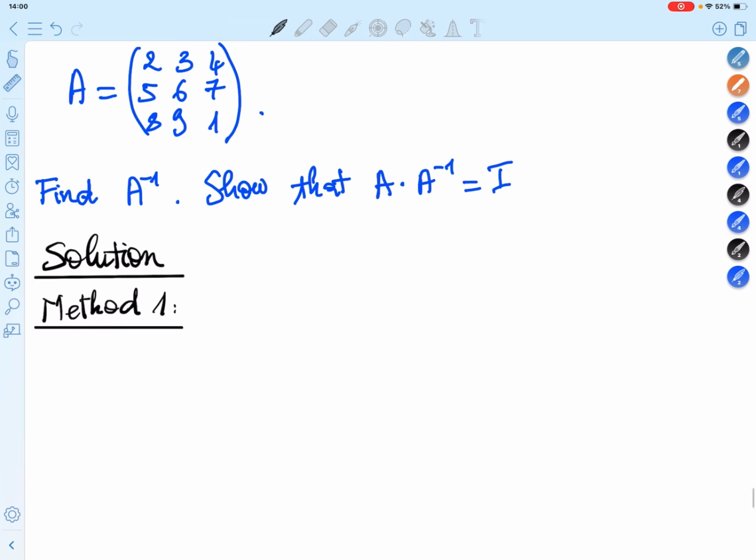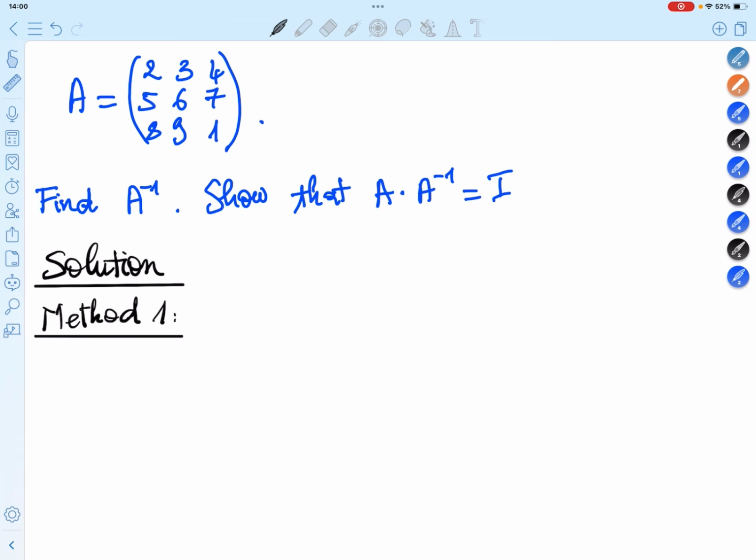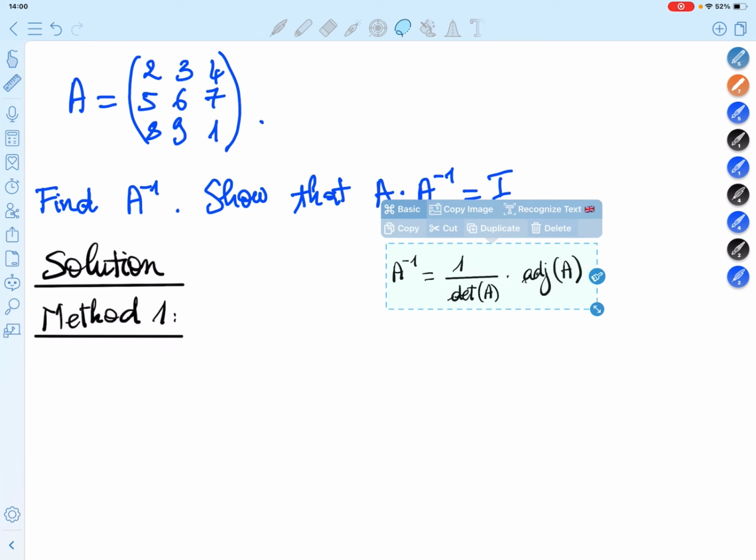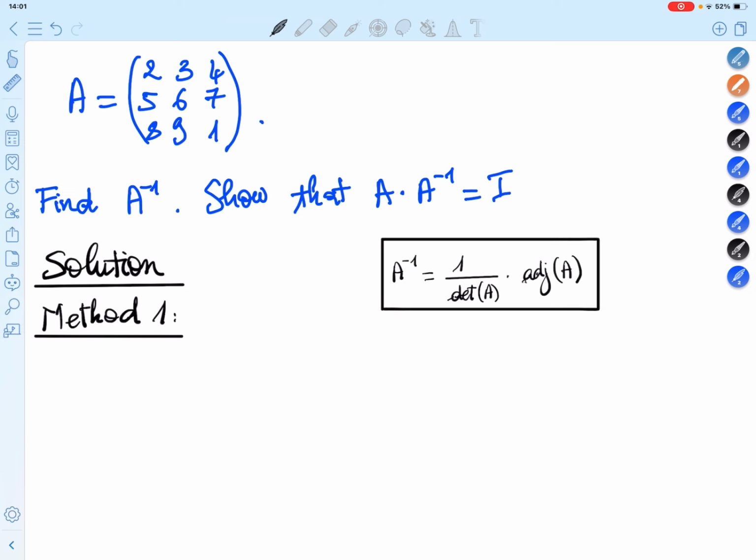So method 1, we can use the formula of the inverse. So we have A inverse is equal to 1 over the determinant of A times the adjoint of A. So this formula, let's put it here, and we're gonna use this formula to find the inverse of A, right? Now, how can we find the determinant of A? Let's first find the determinant and then we find the adjoint.